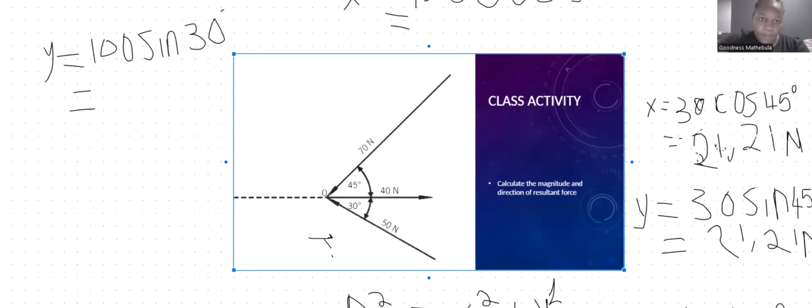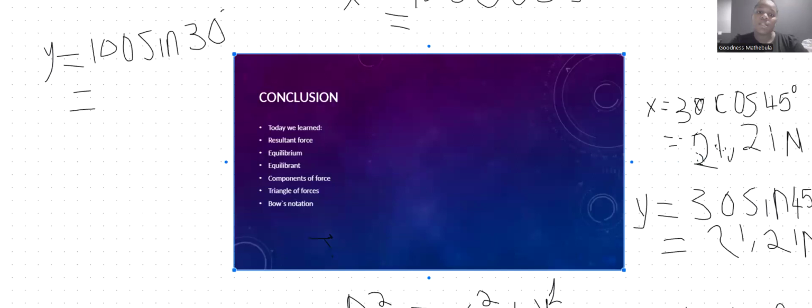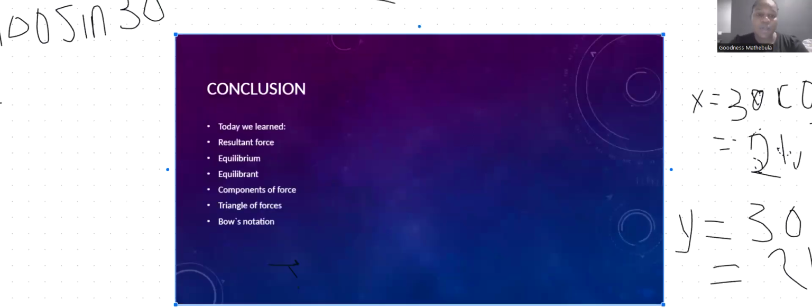So in conclusion, today we have learned about resultant force and how to calculate a resultant force. We have learned about equilibrium, components of forces, and how to calculate the components of forces. We have learned about a triangle of forces. So next time in our lesson when we meet, we will start with Bow's notation.